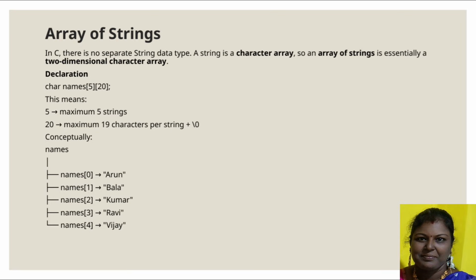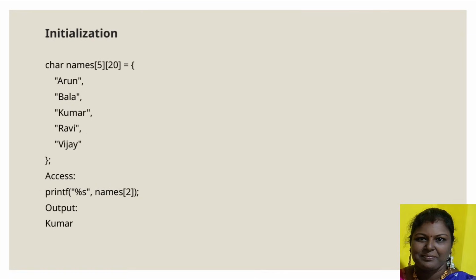Here, we have a simple example of how to initialize and access elements in a two-dimensional character array. We've created an array called names, holding 5 strings, each up to 20 characters long. To get a specific name, like the third one, we use printf with the index 2, since counting starts at 0. That prints Kumar to the screen. This shows how arrays store and retrieve multiple pieces of text efficiently in code.